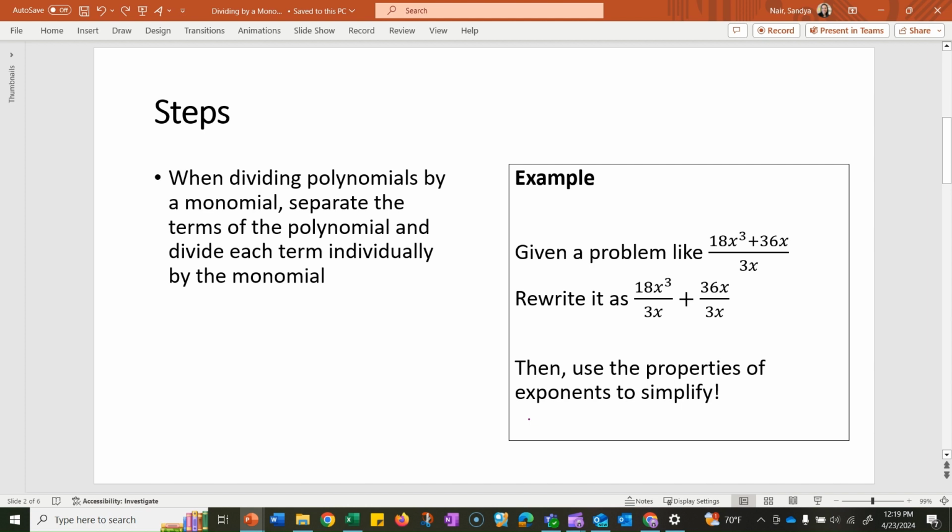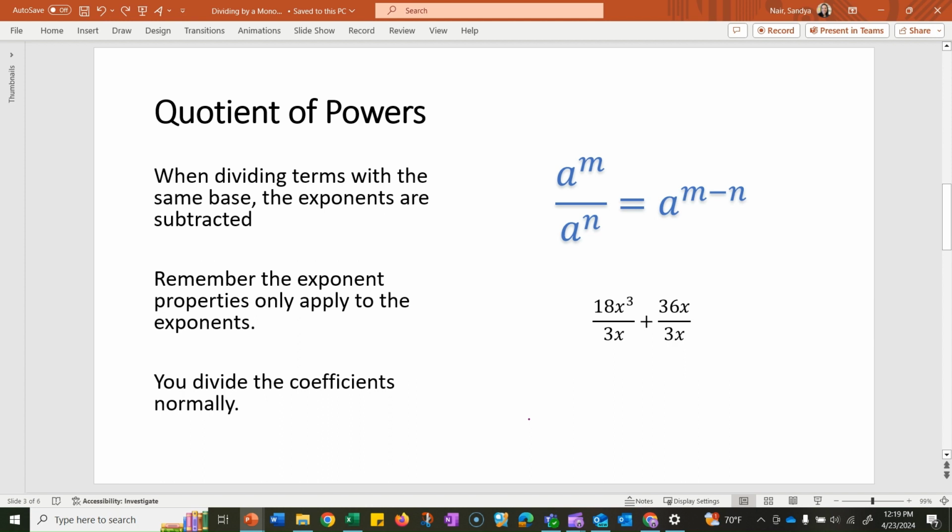And then what we can do is use the properties of exponents to simplify. The quotient of powers property is going to be very important in this lesson. Remember, when you're dividing terms with the same base, the exponents are subtracted. So if we have a to the m over a to the n, that's going to equal a to the m minus n. I just want to remind you that the exponent properties only apply to the exponents. When we're working with the coefficients, we're just going to divide normally.